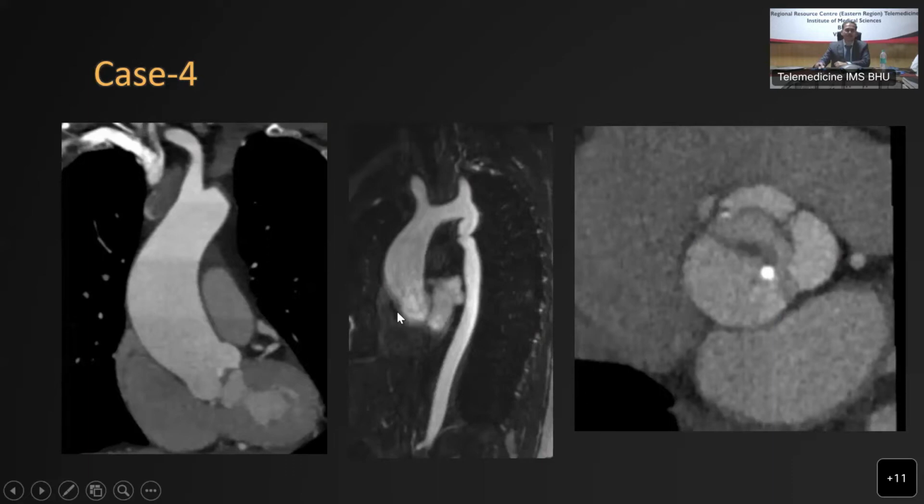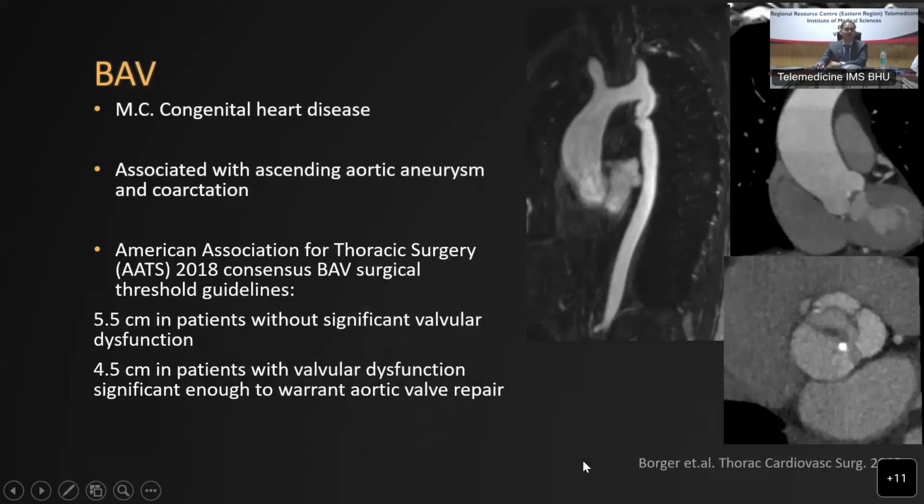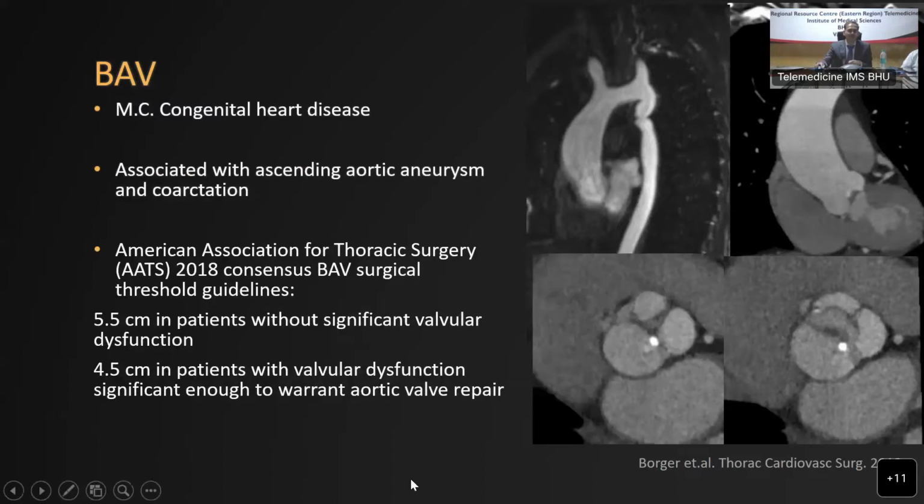I'm showing these two findings here because both of them are associated with bicuspid aortic valve. Bicuspid aortic valve is the most common congenital heart disease. These two are the associations. We have to keep in mind that the thresholds to replace the ascending aorta are different if the valve is involved. If the valve is involved, then the aorta is going to get replaced by the surgeons when it reaches 4.5 centimeter in size, as opposed to patients who do not have this condition, then they will replace it when it reaches 5.5 centimeter.